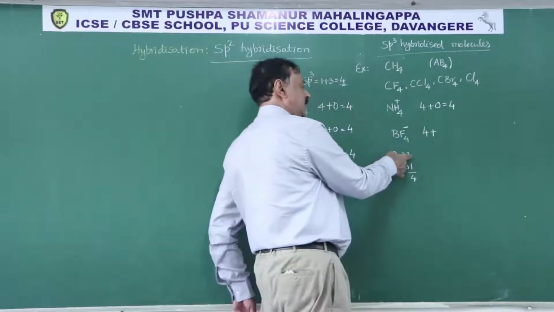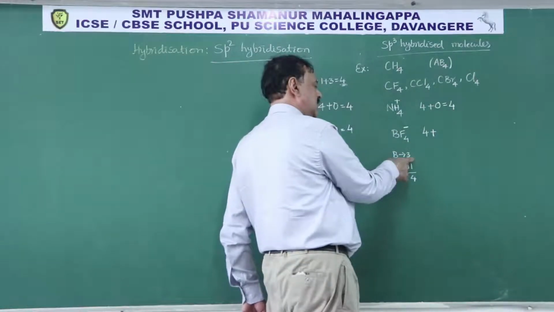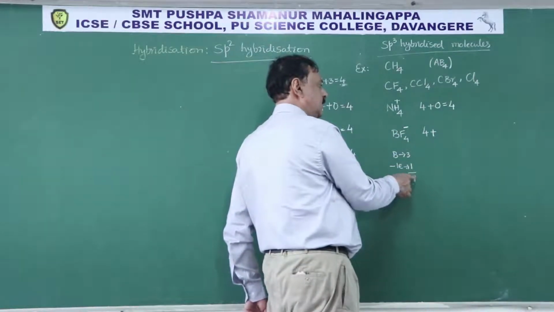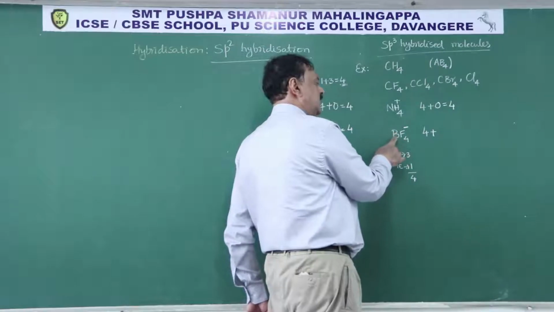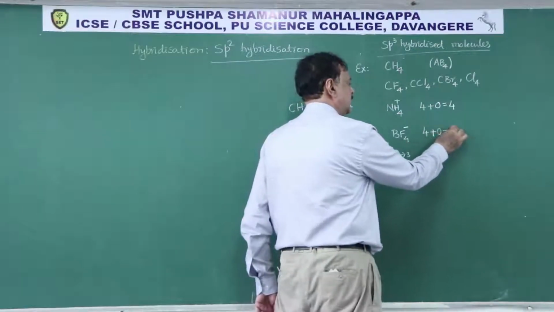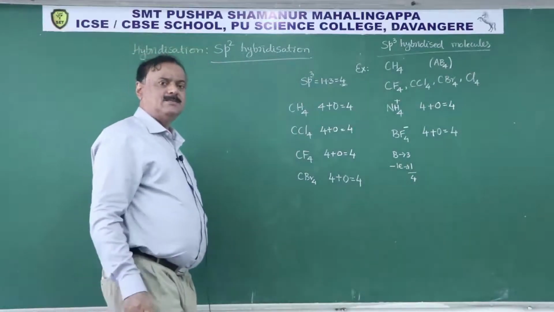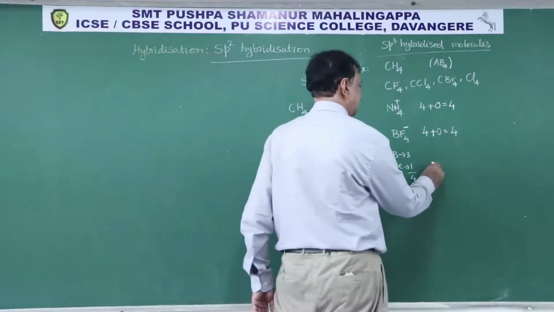Boron valency is 3. Over the charge we have minus 1, an extra electron is there, therefore add 1, that is equal to 4. Then these 4 electrons of boron form 4 covalent chemical bonds with fluorine, then that is equal to 0, therefore 4 plus 0 is equal to 4. Is it clear? One more is beryllium.